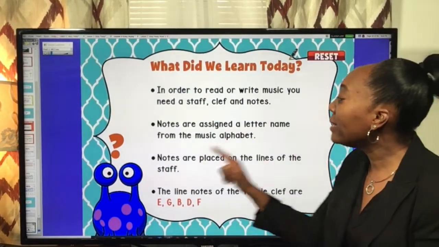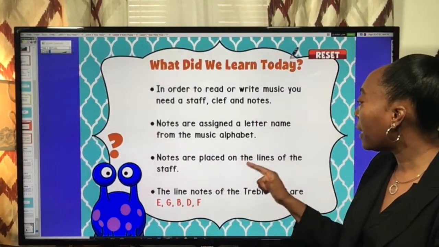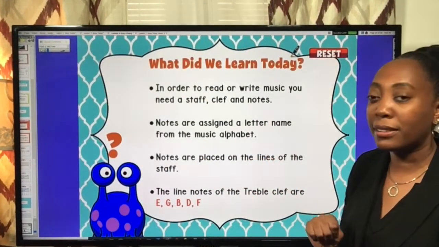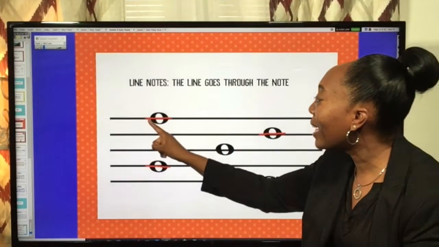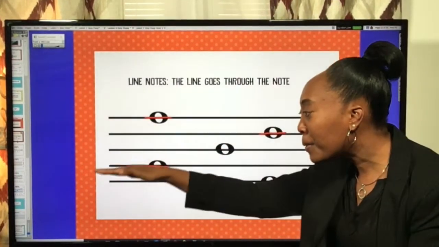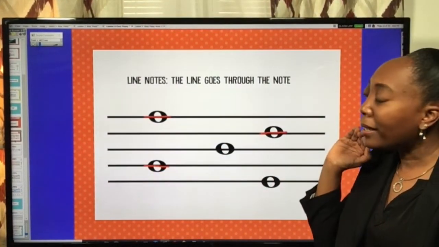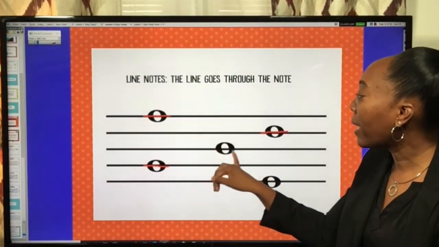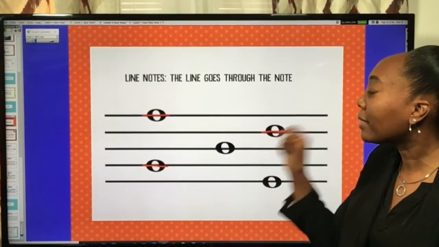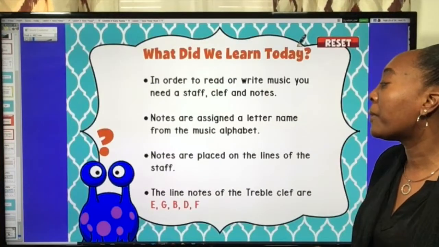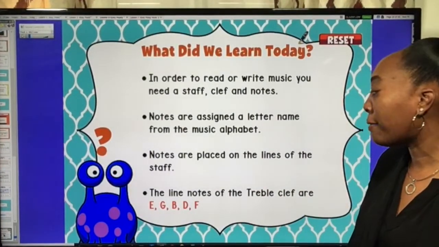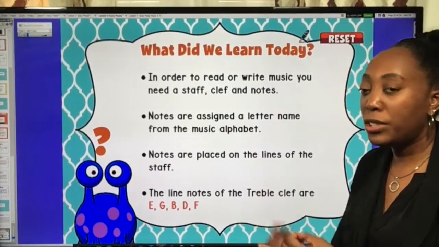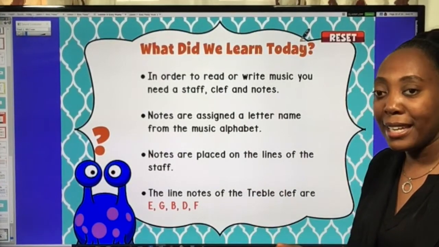All right, and then we have notes are placed on the lines of the staff. Remember that line note, right? Because the line is going what? Through the note. The line is going through the note, okay? So that's how we know that it's a line note. That's very important. And then finally, the line notes of the treble clef are E, G, B, D, and F.